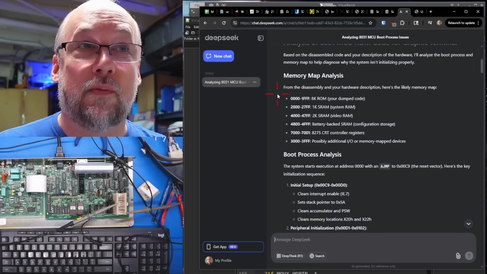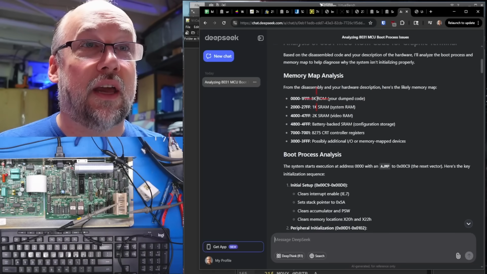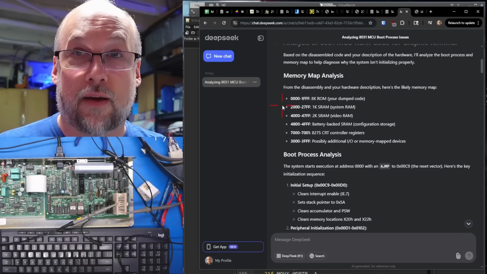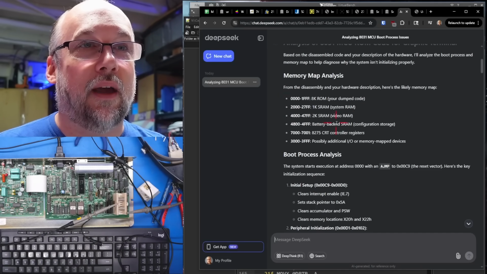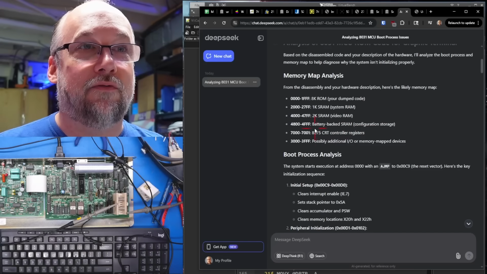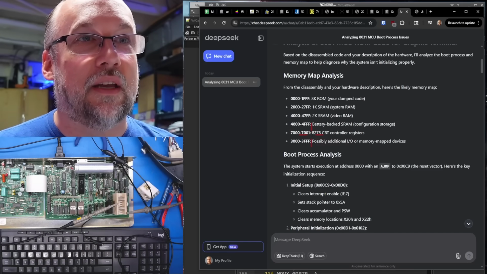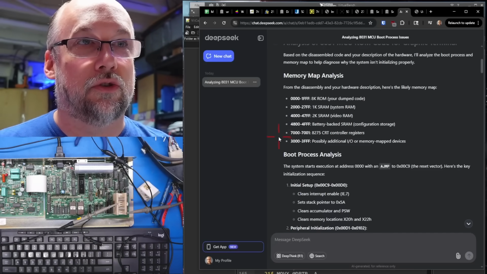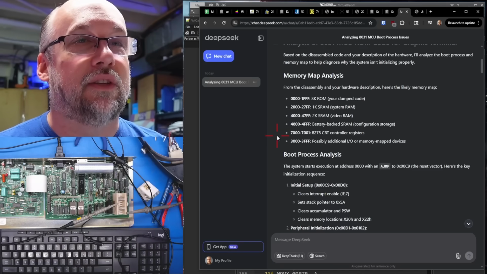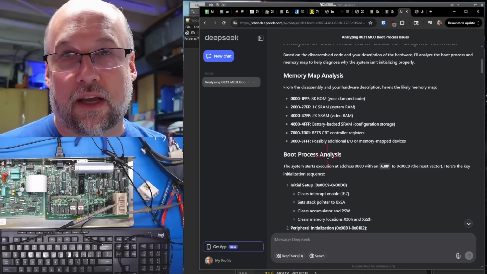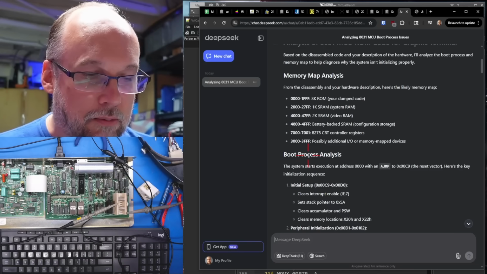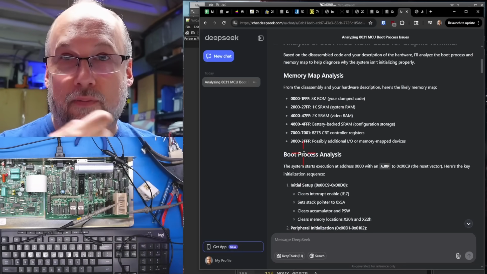The memory map that it came up with makes sense. We have the first 8K of ROM, we have 1K of SRAM, that's the 214s. We have the 2K of video RAM, then we have the battery backed up SRAM configuration storage, and then we have the Intel 8275 CRT controller registers, so there's just two, 7000 and 7001. And then it thinks there are some other IO memory mapped addresses in this 3000 range. And that could easily be some latches, for instance, the save button that's on the back.